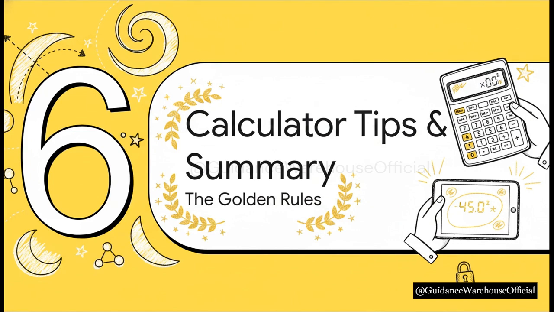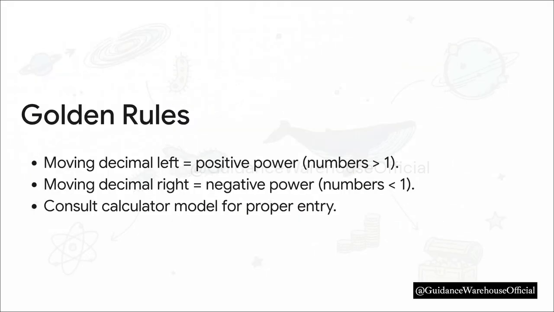Finally, Section 6, calculator tips and summary. Let's lock in these golden rules before we wrap up. Rule 1, moving the decimal left gives you a positive power of 10. That's for your large numbers. Rule 2, moving the decimal right gives you a negative power of 10. That's for your tiny fractions.